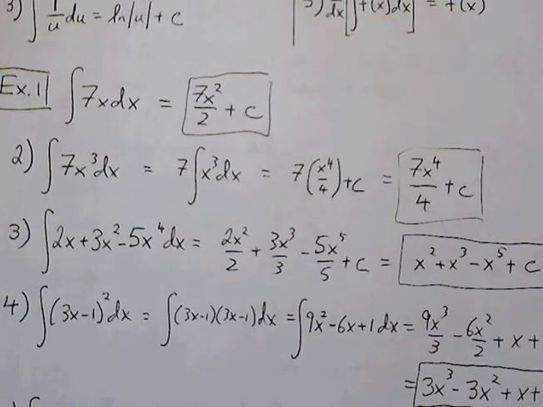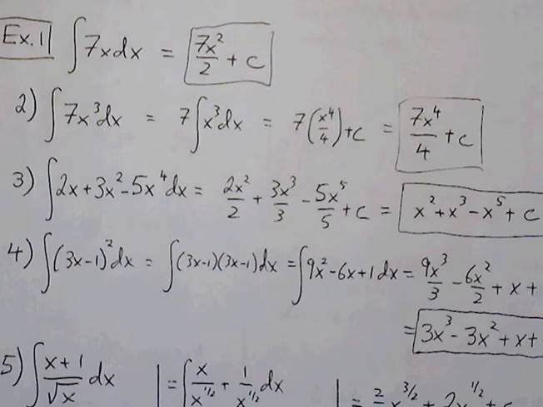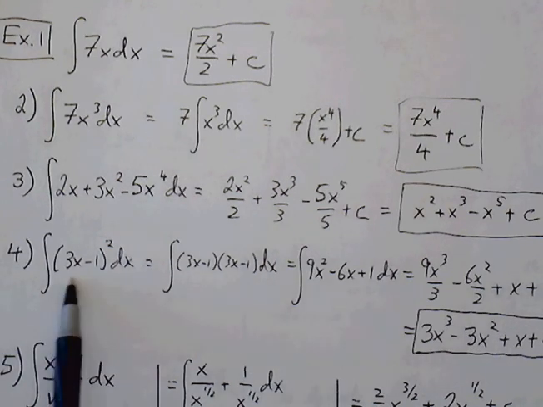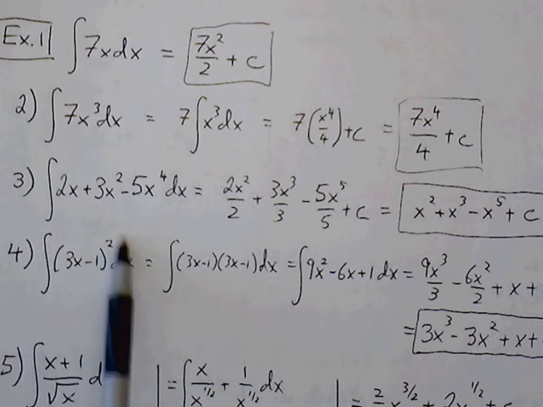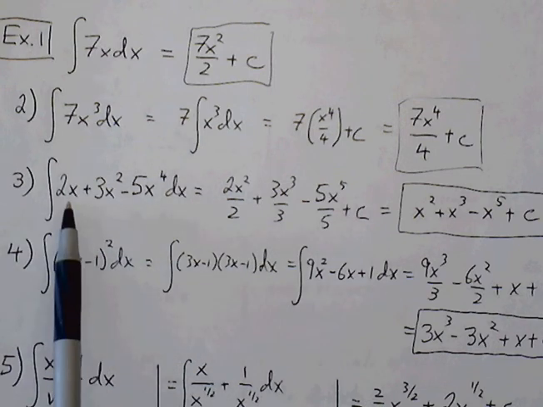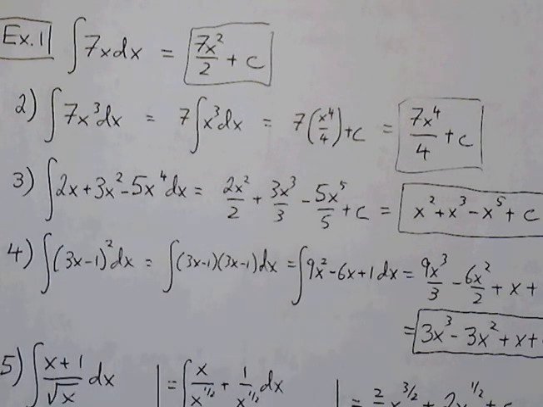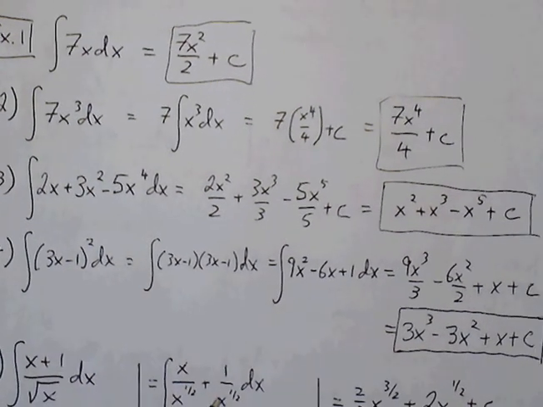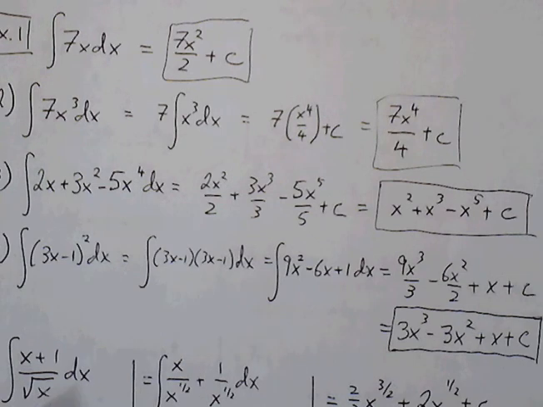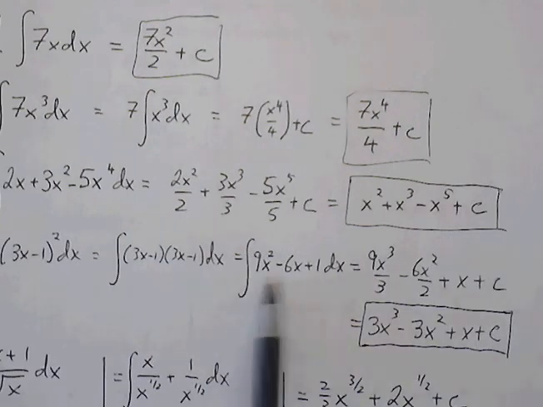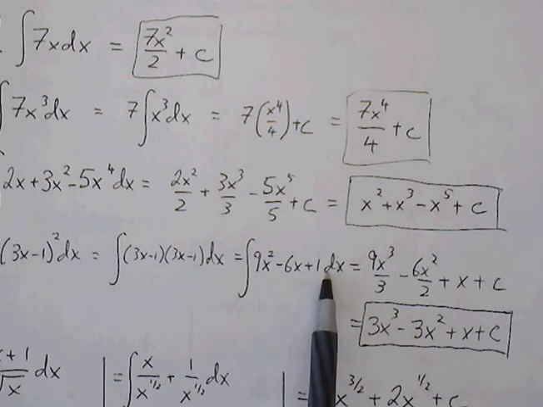All right, number 4, we have to make some adjustments because we don't have terms separated by plus or minus. We have the parentheses with the exponent on the outside, so we need to first expand our binomial squared, and once we expand, then we can treat each individual term as a separate problem, but we first need to be able to get these variables out of the parentheses. So 3x minus 1 squared, the same thing as 3x minus 1 times 3x minus 1. I can expand this and FOIL. I'm left with 9x squared minus 6x plus 1 dx.